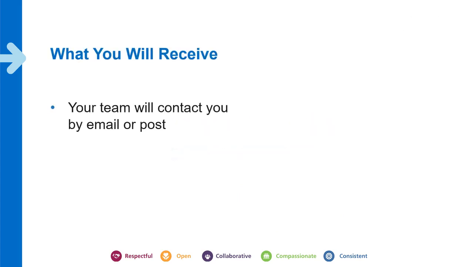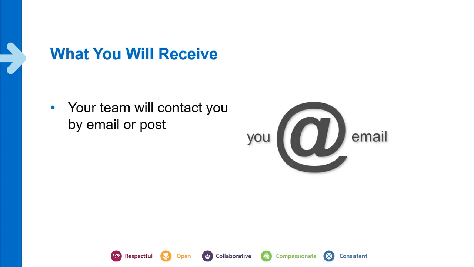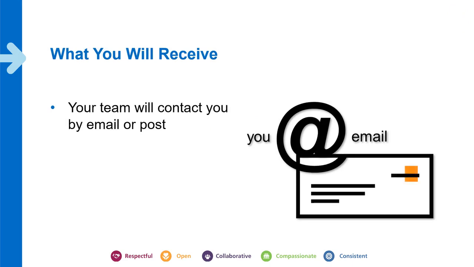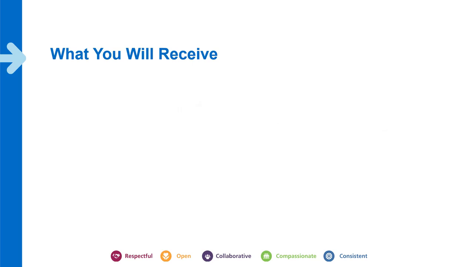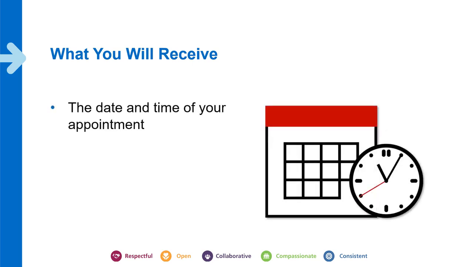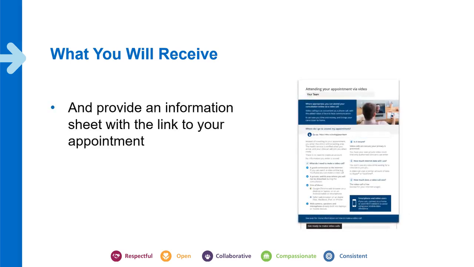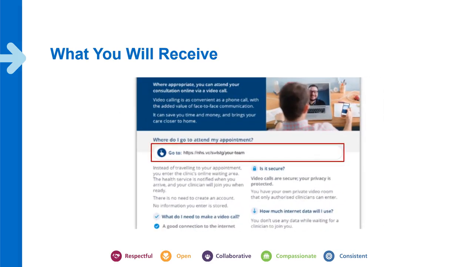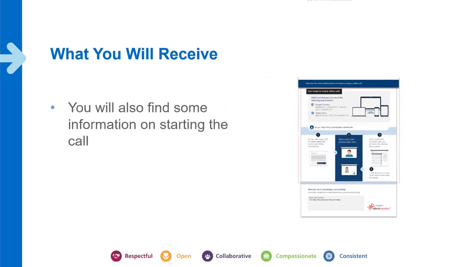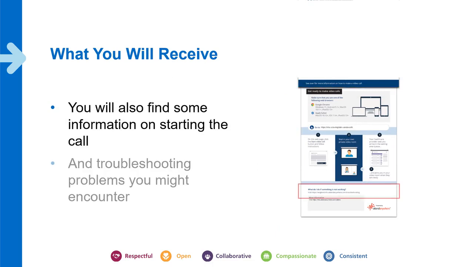You will be sent an appointment notification by your team. This will usually be via email, although if you have let them know that email is not suitable, they will be able to post the information to you. They will let you know the date and time of your appointment and provide you with a leaflet that contains the information you need to attend your appointment. This leaflet includes the link you will need to enter to attend your appointment, as well as a brief guide to starting the video call and a link to a web page with help on troubleshooting any problems you may encounter.